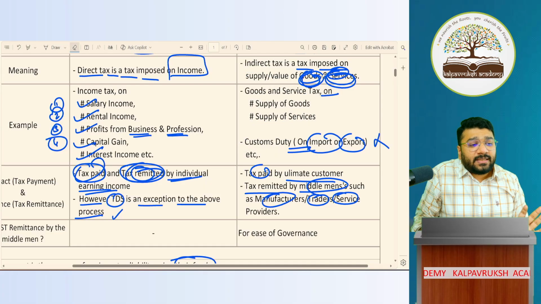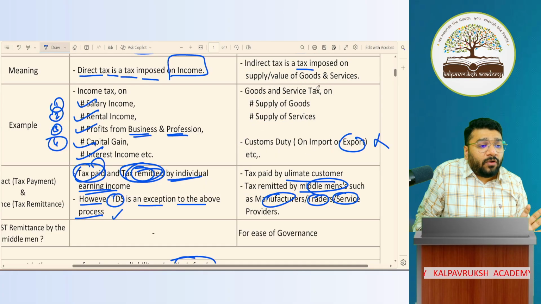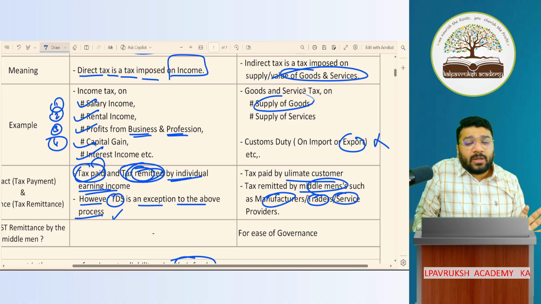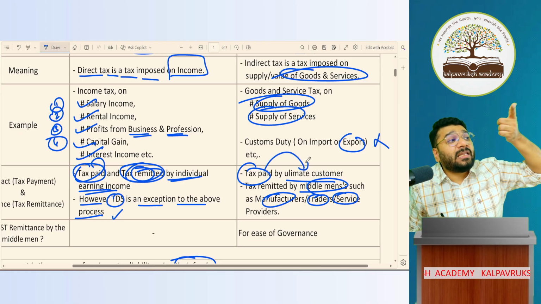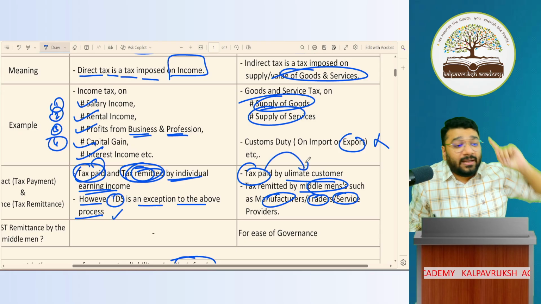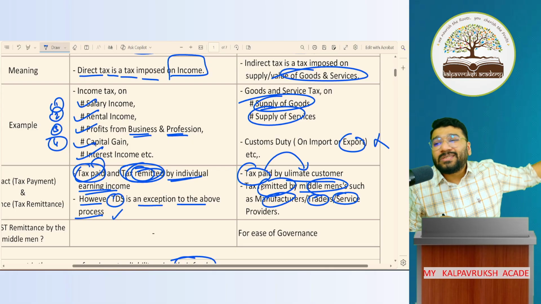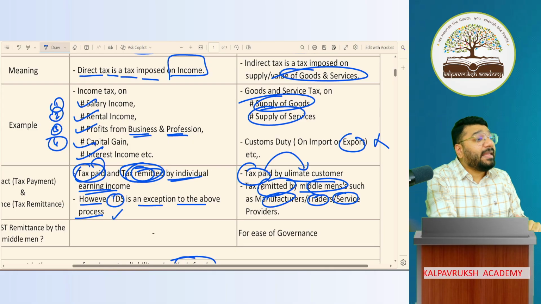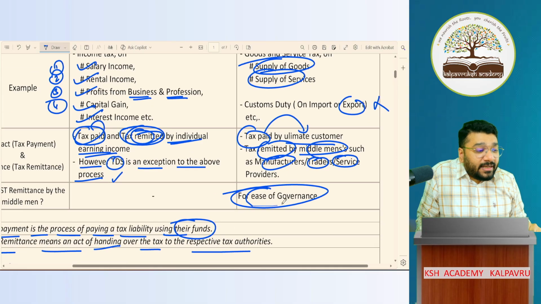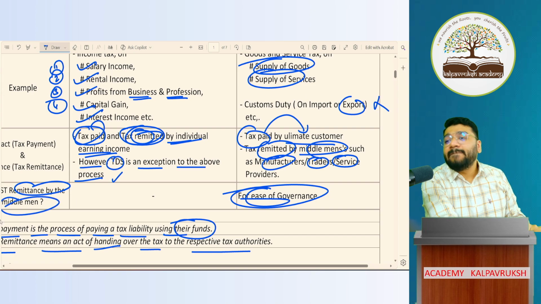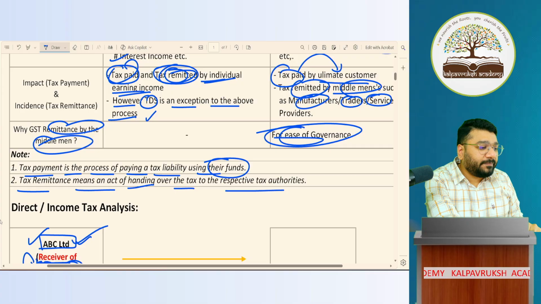So indirect tax is a tax imposed on the value of goods and services, the supply of goods and supply of services. Tax is paid by the ultimate customer. From whose pocket is the money going? The end customer, the ultimate customer. But who's remitting? The middleman. Why is the middleman remitting? So that governance becomes easy. For ease of governance, the remittance is done by the middleman. Okay, not okay?